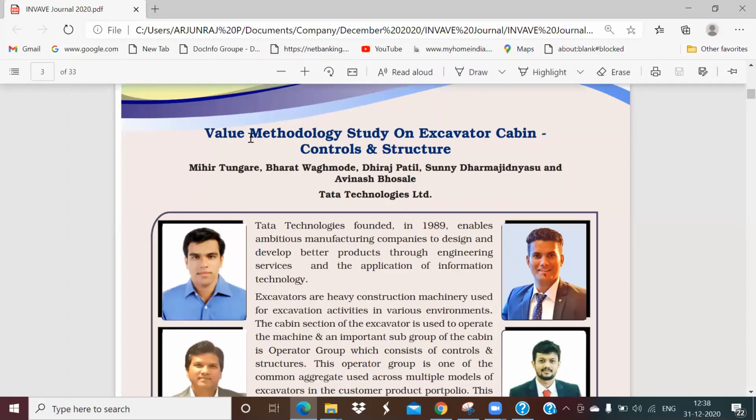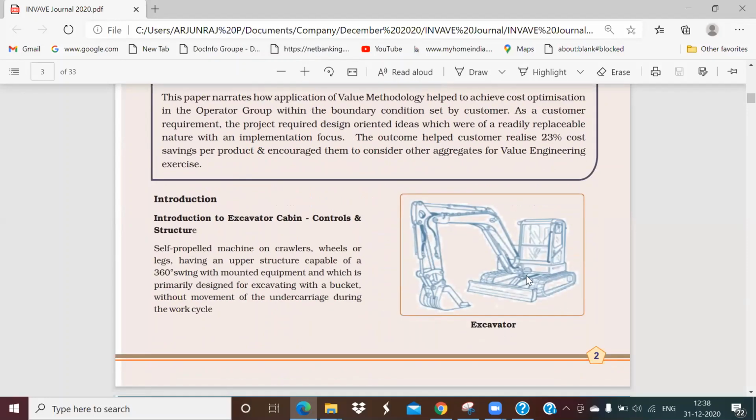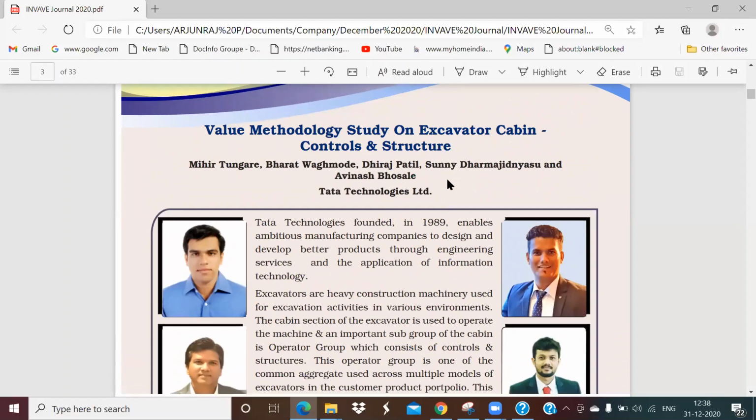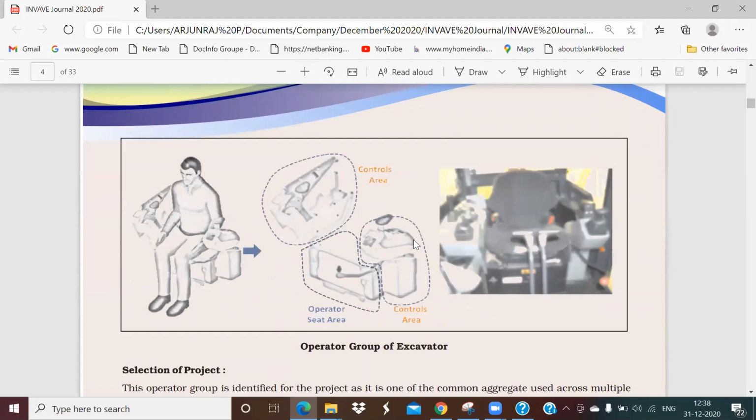This is already available on the net, but anyway, I will just explain it slowly so that you will understand the concept. The value methodology in the excavator cabin. This is again done by a company called Tata Technologies, for a control and structure problem basically. This is the excavator. For this, they are doing the value methodology. We will see how they are approaching it. I will go step by step, very slowly.